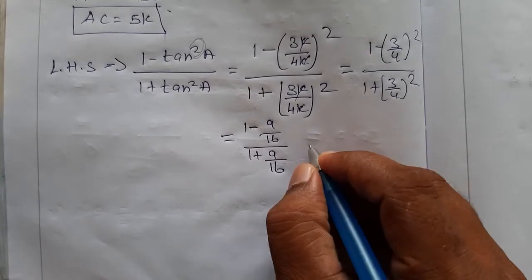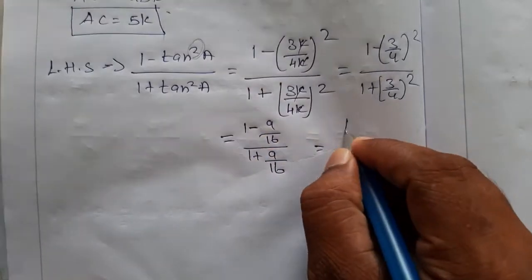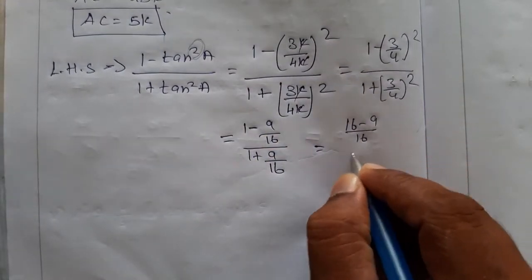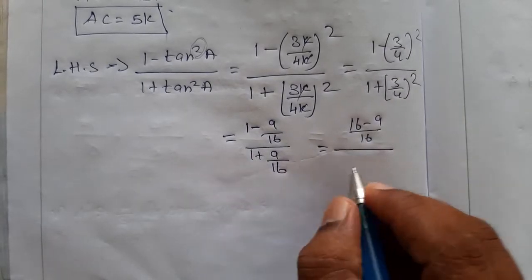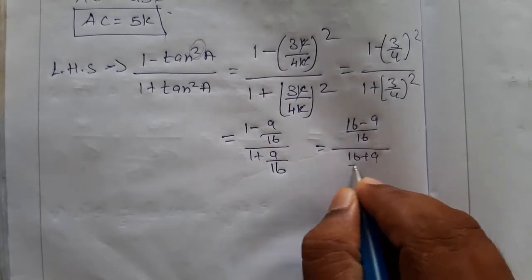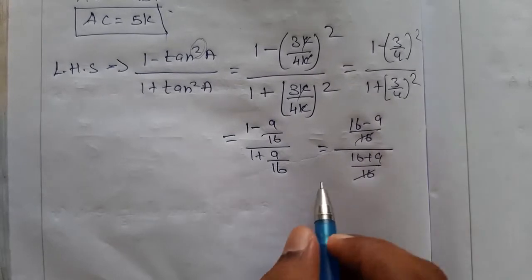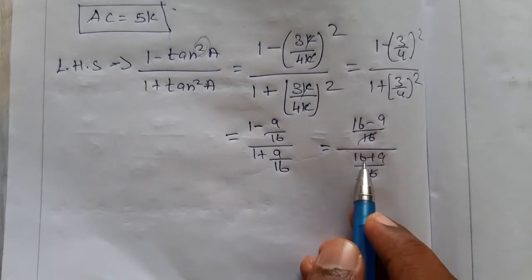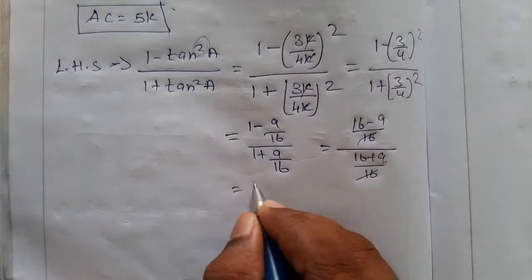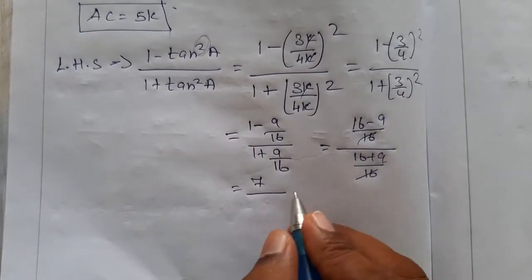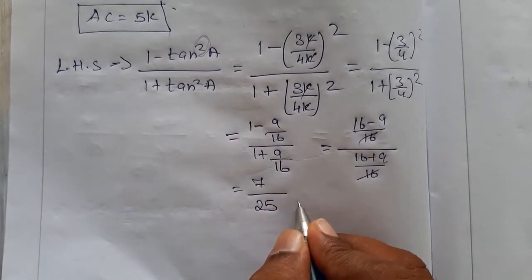While taking an LCM, you will be getting (16 minus 9) divided by 16, divided by (16 plus 9) divided by 16. So this 16 and this 16 get cancelled. The balance is 16 minus 9 divided by 16 plus 9. 16 minus 9 is 7, divided by 16 plus 9 is 25. This is the simplified form.